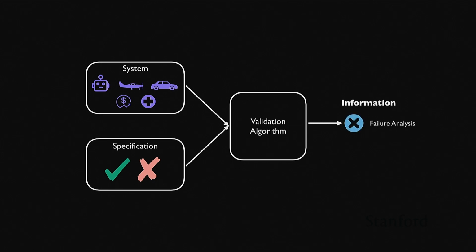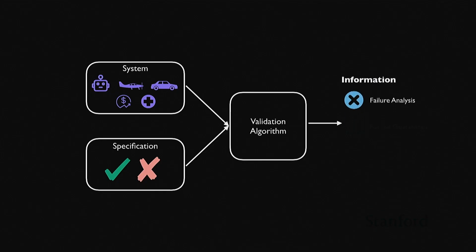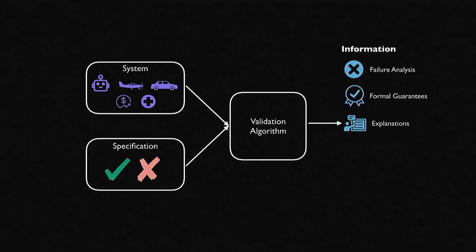So that information could be something like a failure analysis. So when does the system not satisfy the specification? It could be a formal guarantee. So that would be something like, under a set of assumptions, maybe sometimes we can prove that a system will always satisfy a specification. It could be an explanation, so maybe we can explain why a system doesn't satisfy a specification or why it makes a particular decision.